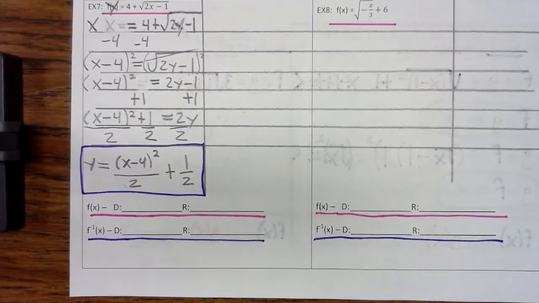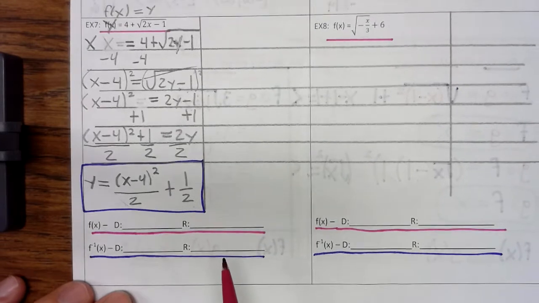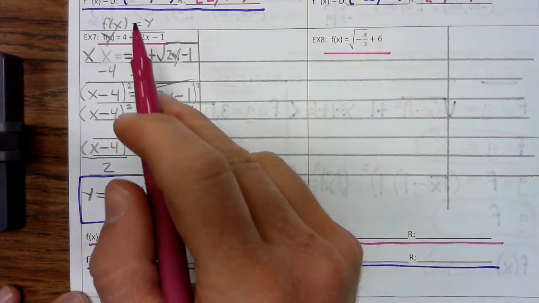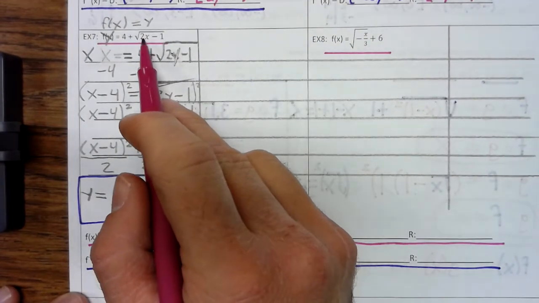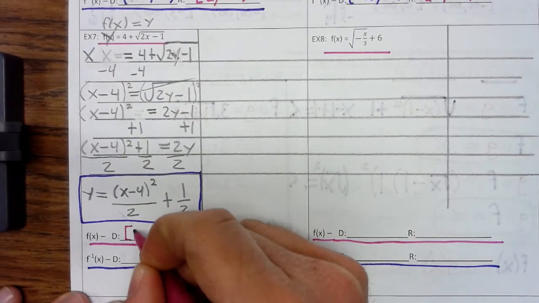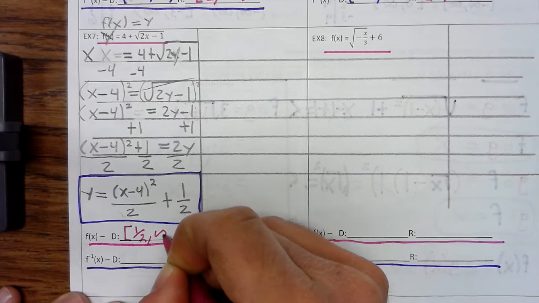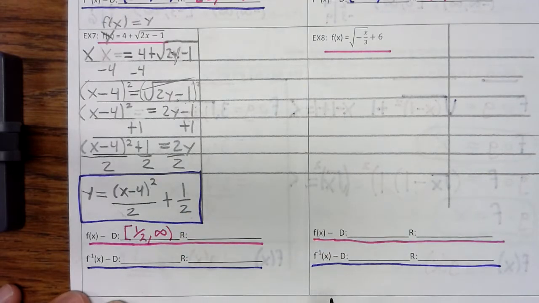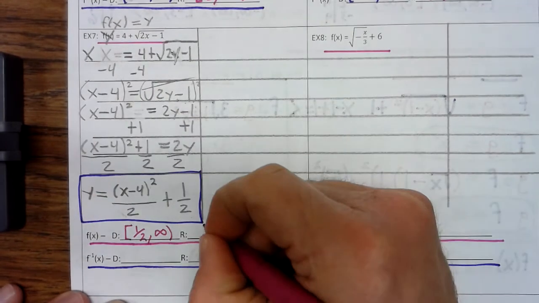All right, so domain. You look for when x will be 0. So when x is 1/2, 2 times 1/2 is 1, 1 minus 1 is 0. So that's where this domain starts. So it goes from 1/2 to infinity. And the range, it translated 4 units up, so the range starts at 4.